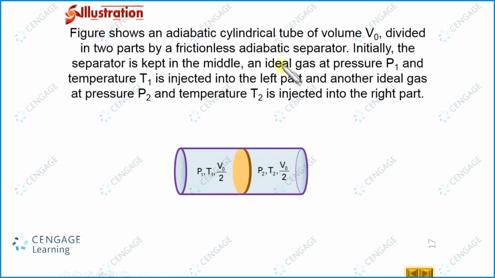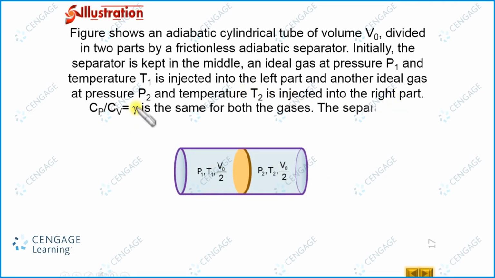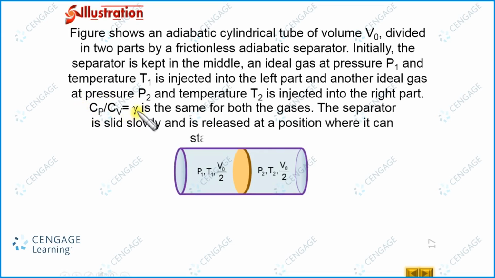An ideal gas at pressure P1 and temperature T1 is injected into the left part. That means ideal gas is injected at pressure P1 and temperature T1 on the left part of this tube, and on the right part of the tube another ideal gas at pressure P2, temperature T2 is injected. It is given that the adiabatic exponent gamma is the same for both the gases, on both sides of the separator.